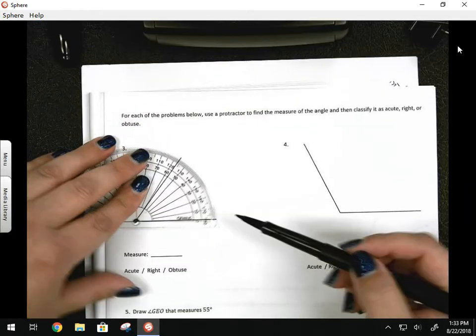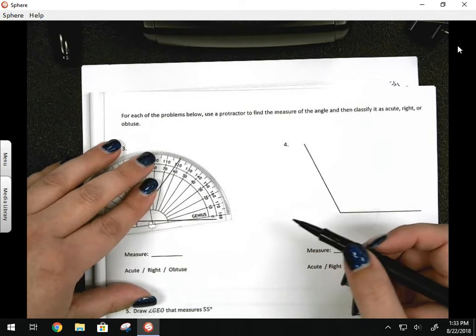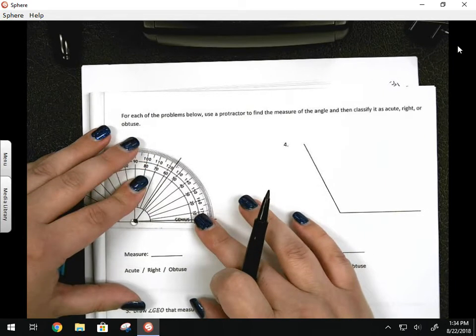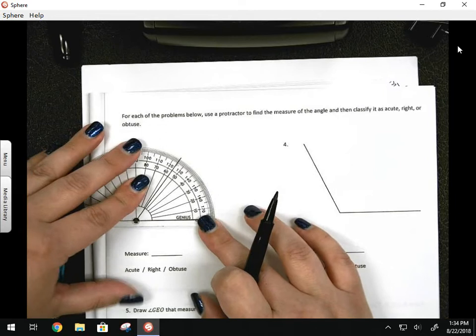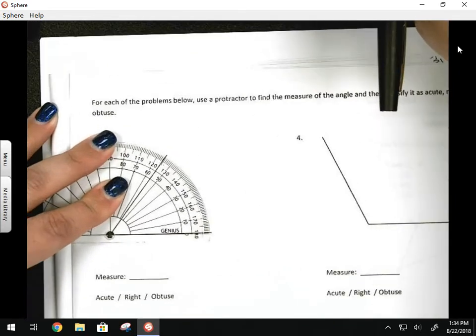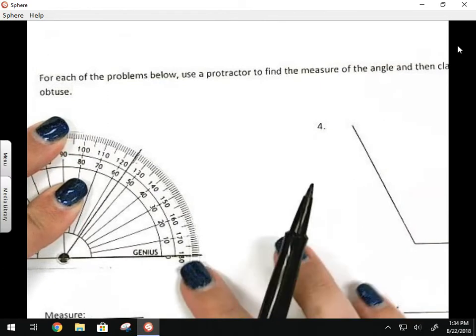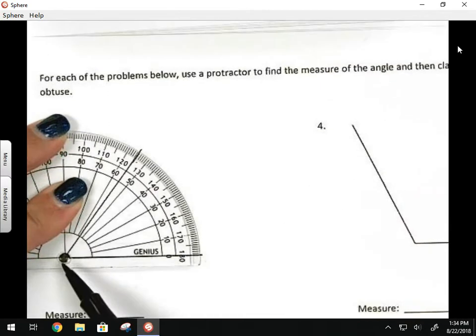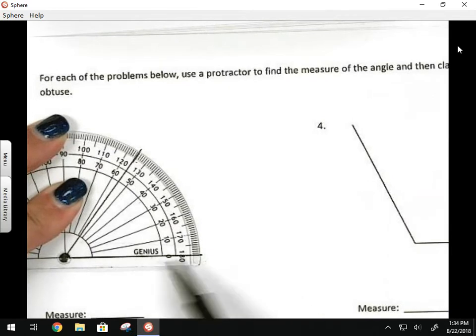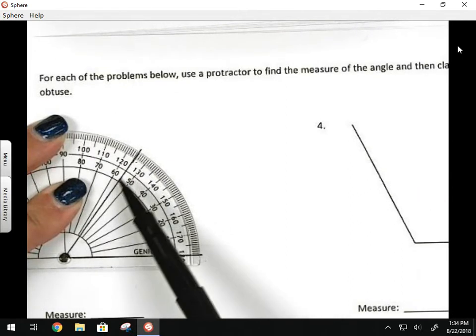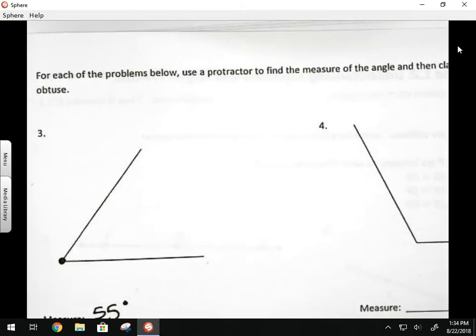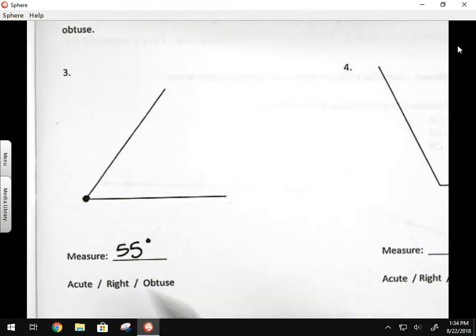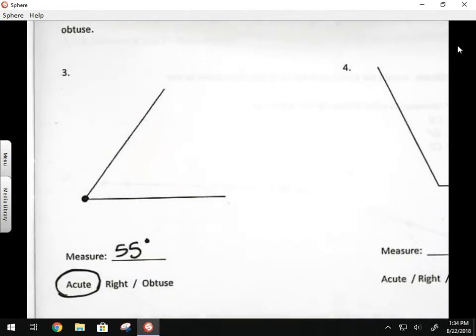And you also want to make sure that this 0, oh man, did that just stop my video? I sure hope not. You also want to make sure that this 0 is actually lined up with one of your rays. Okay, so if I zoom in a little bit, you can see that it's lined up right now. So my vertex is right there, and here's the 0, so I want to focus on the inside numbers, and I can see that this goes through 55 degrees. So the measure of this angle is 55 degrees. Okay, because that is less than 90 degrees, I know that that is an acute angle.